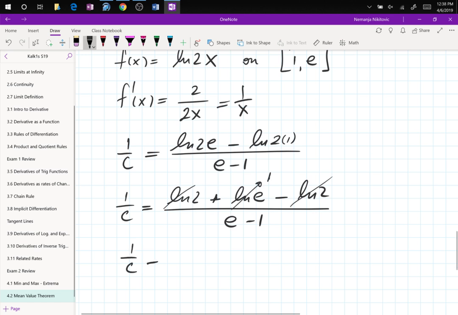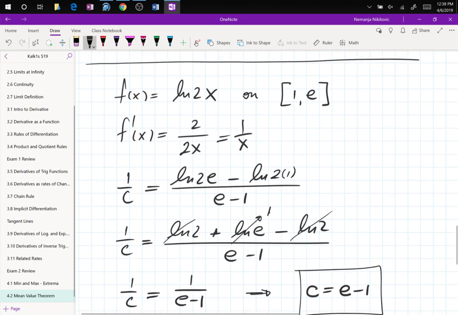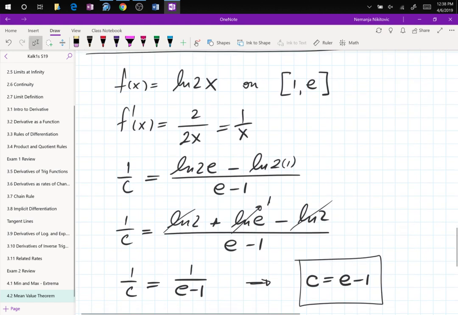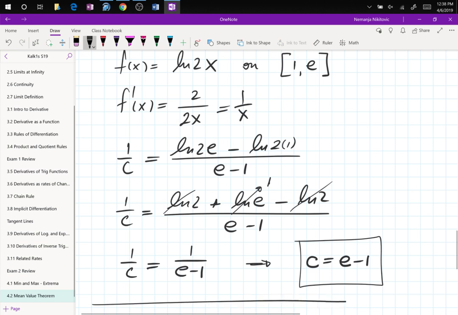So 1 over c is just 1 over e minus 1, which means that when you flip one fraction, you flip the other. C is simply e minus 1. So C is e minus 1. Well, that was much easier than it looked when we wrote the function down.